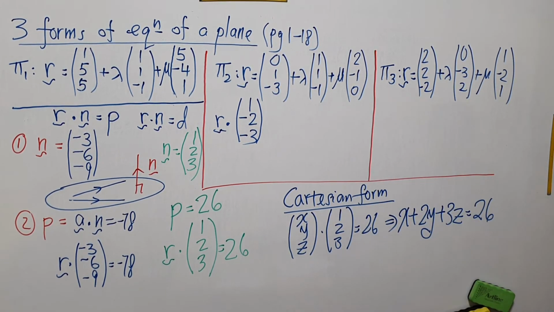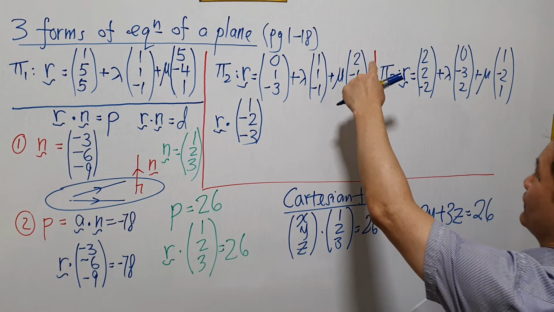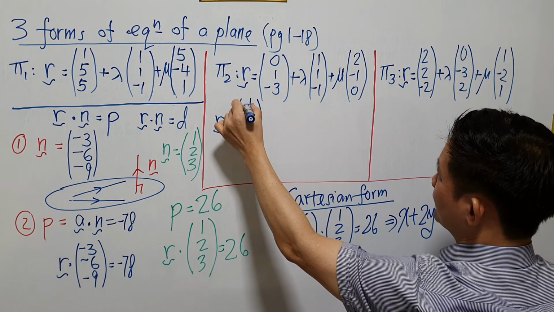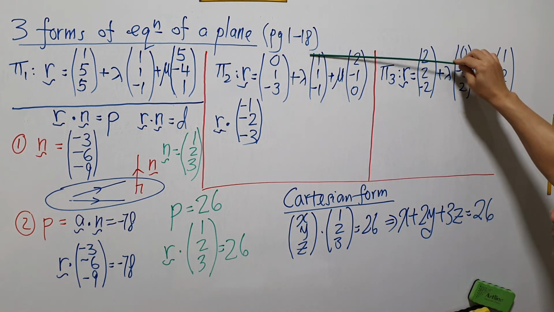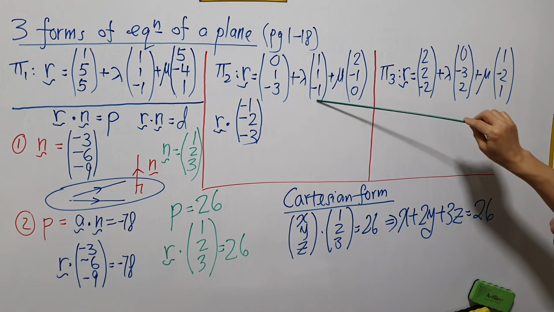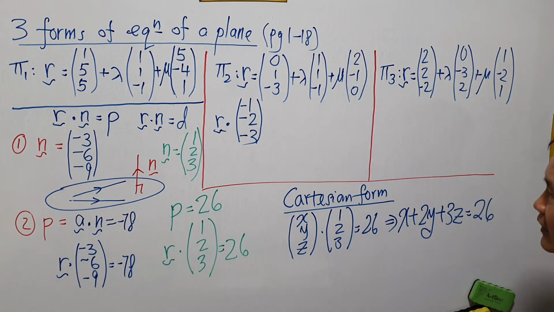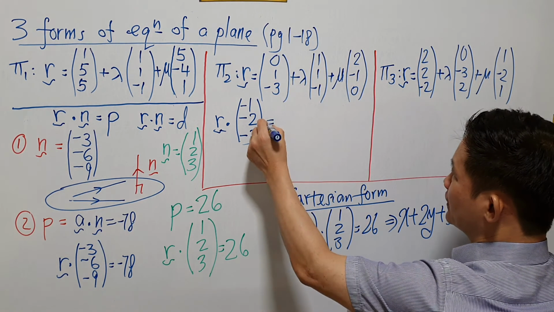Let me just be sure that my calculation is correct. Did I make a mistake? Oh, I think I did. Sorry, when you cover the first, this is -1. I made a mistake. Cover the first row: this times this minus this times this, so it's -1.